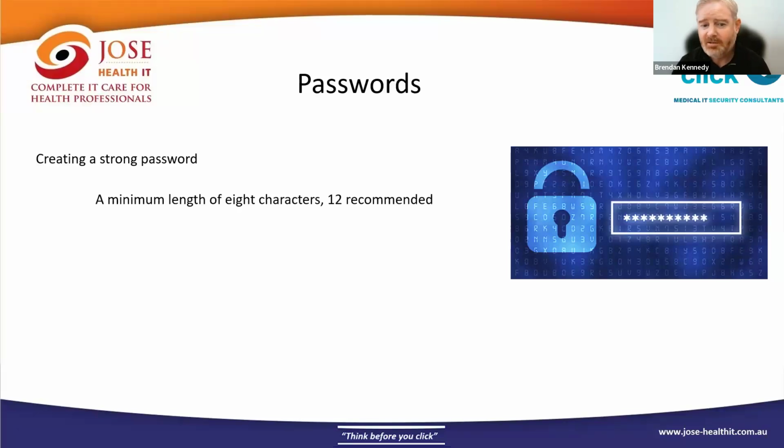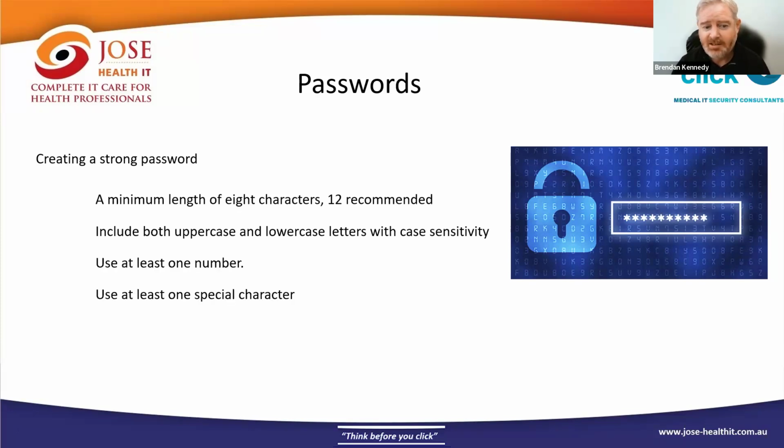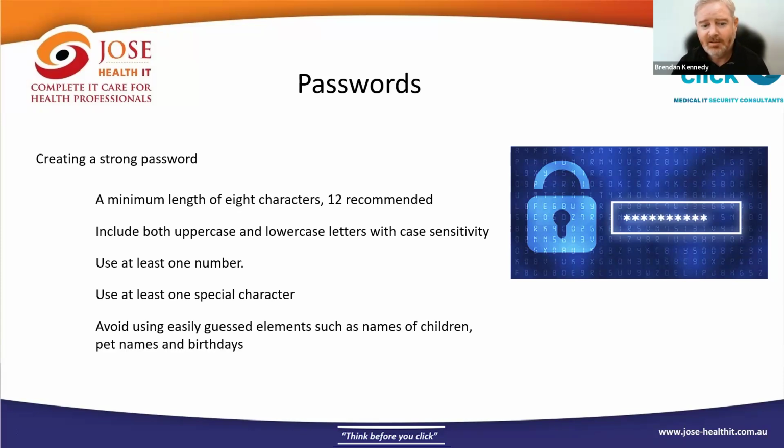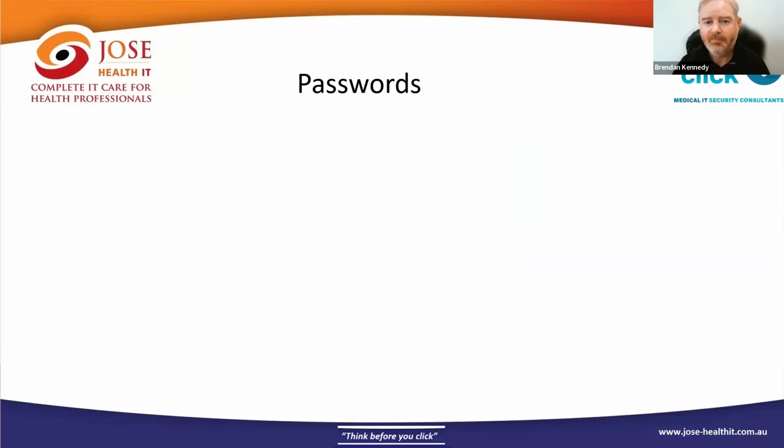It should be a minimum of 8 characters. We recommend 12. It should include both upper and lowercase characters with case sensitivity, at least one number, and at least one special character. And avoid using easily guessed elements such as your children's names, your dog's name, your birthdays, your wife's name. There's so much social engineering out there at the moment. Whether you post on Facebook, Instagram or TikTok, you might talk about your social circle, and it's very easy for that information to be gathered.